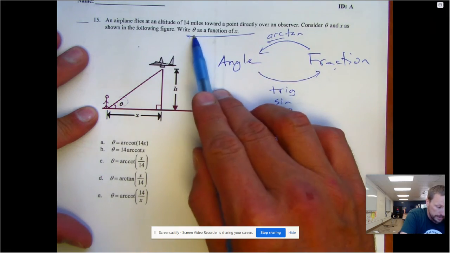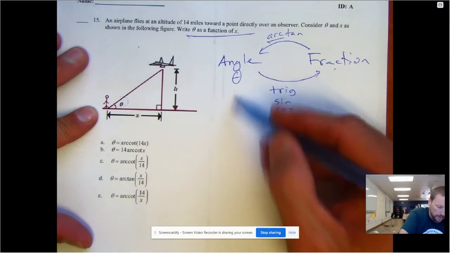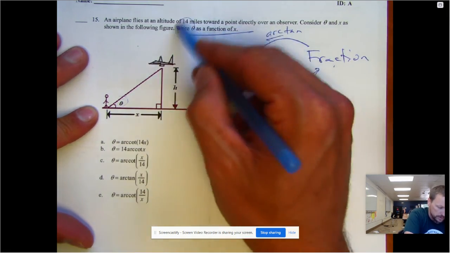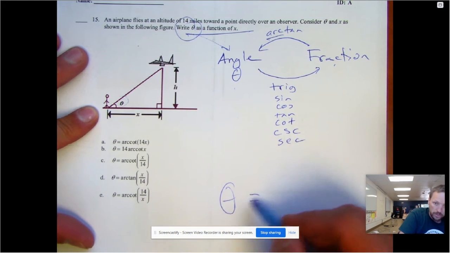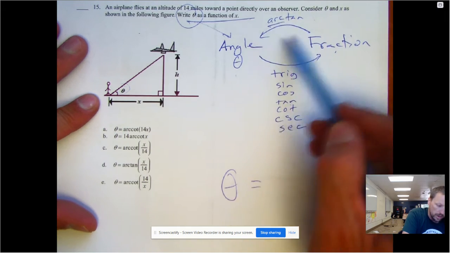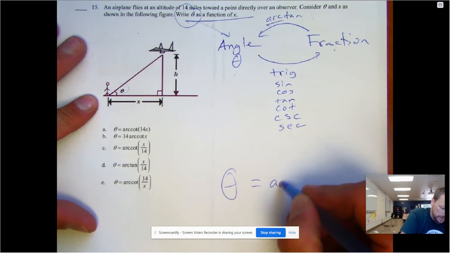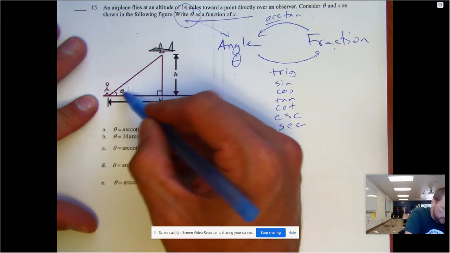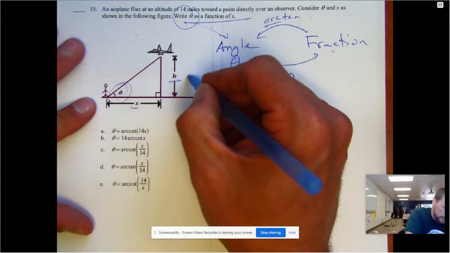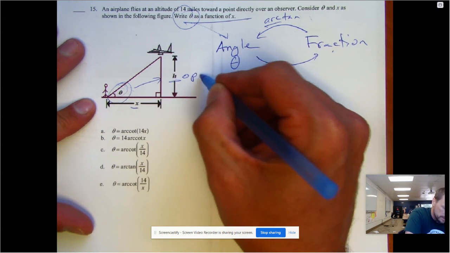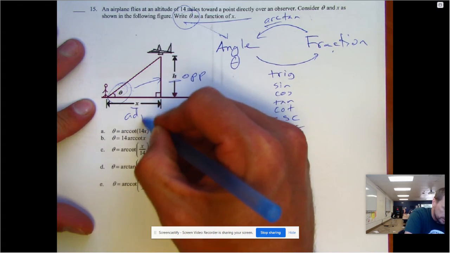So if we want to get the angle, that's theta. And so we want theta by itself. This right here is our angle. And so that's going to be theta all by itself. And so we need to use the arc function. And so it's going to be arc whatever. So here's the angle, and we have h and we have x. So h is the opposite side. X is your adjacent side.